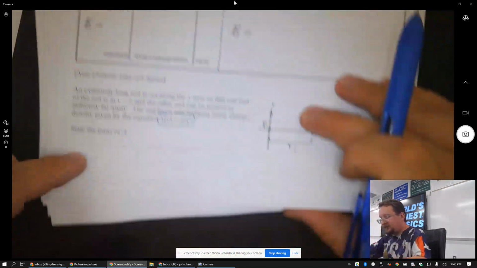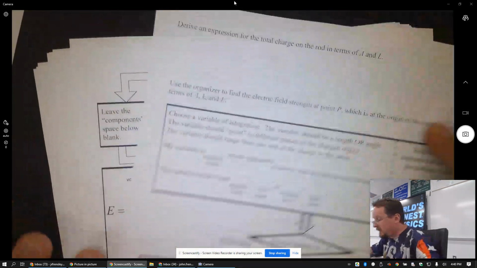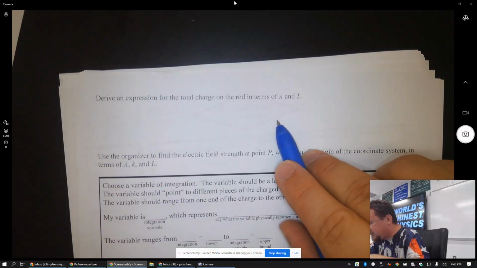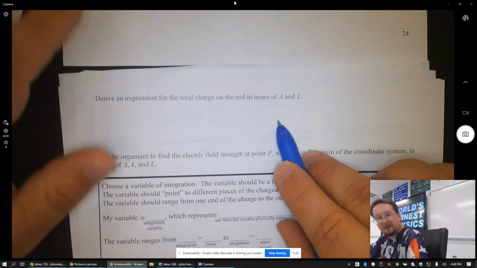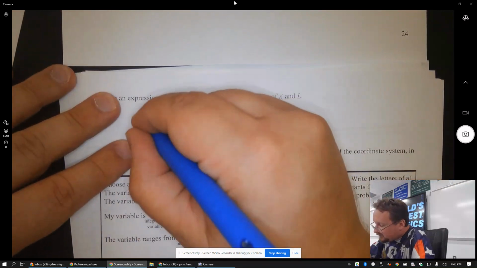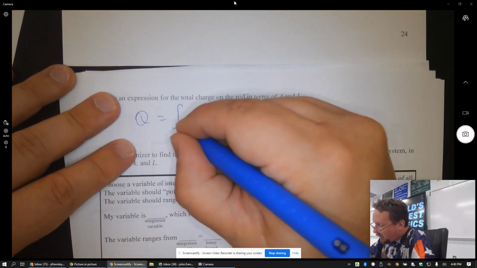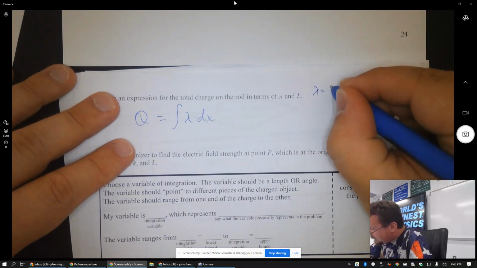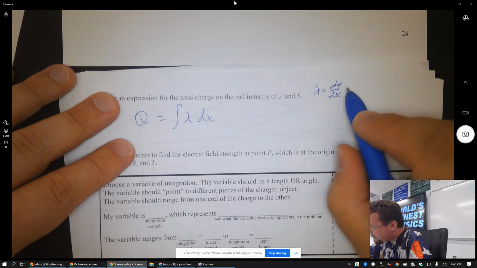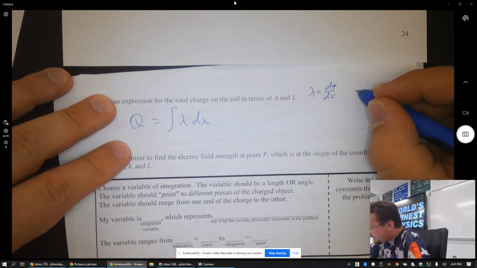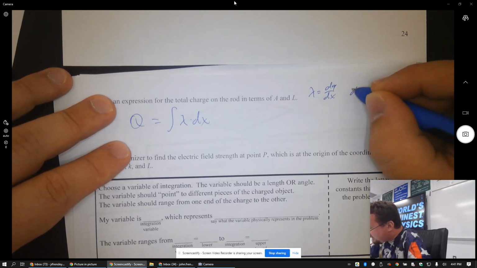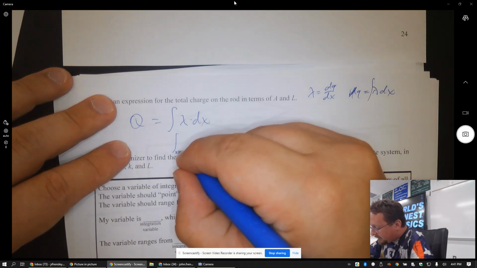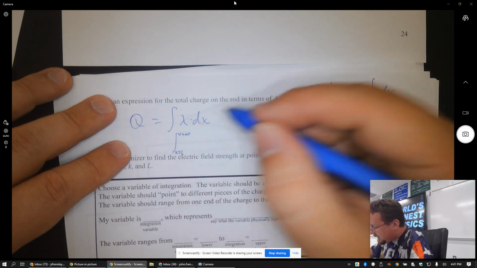Okay, first state the units of A. It's just a warm-up question, right? Okay, derive an expression for the total charge on the rod in terms of A and L. I don't have a flow chart for this, but students need to know that charge is the integral of lambda dx. Because what is lambda? Lambda is dq over dx, right? And so dq equals lambda dx. So if you want to undo a d, you've got to turn it into an integral. So I need to take the integral from x equals L to x equals infinity.